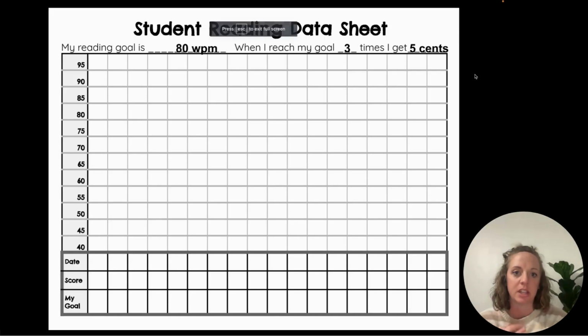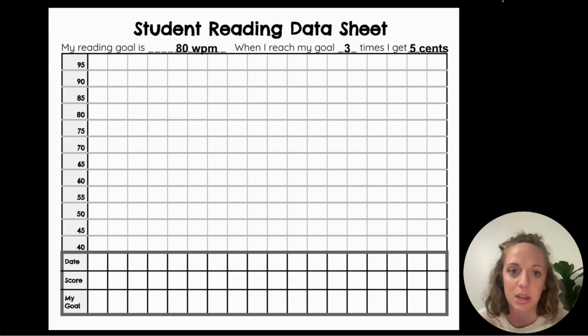Okay, sorry, I wanted to make this a little bit bigger. So the first thing that we do is I set up with my student, I go over what their reading goal is. Now, again, remember this one is going to be from January to May, and it all depends, obviously, on their IEP goal. So for this student in May, I wanted them to be reading 80 words per minute. And we decided that when they reach their goal 3 times, they get 5 cents. And when I say reach their goal, I'm talking about the goal that they set for themselves down here. And they have to reach their goal 3 times.